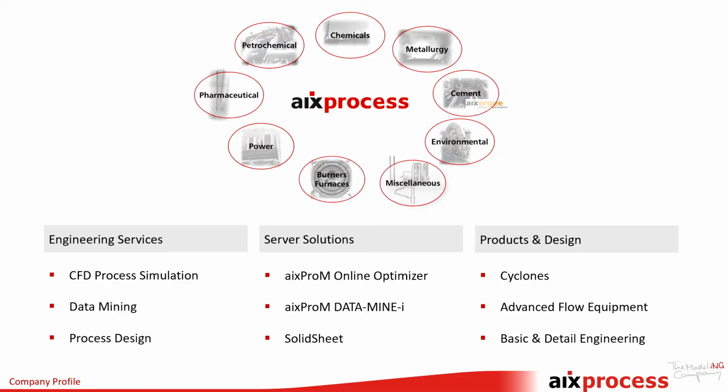So we have 3 columns of what we are doing. We call it engineering services. This is about CFD simulation, data mining, and process design. And we also have what we call service solutions. This is the XPro-M online optimizer. I will get to that a little bit later. And we also design products, so we design cyclones and advanced flow equipment, and we also sell not only the basic and detail engineering, but the equipment itself, because a lot of customers asked us to provide the cyclone. So if it's not too big, then it's within our scope. We don't have manufacturing capabilities of our own, but we have companies we work with.